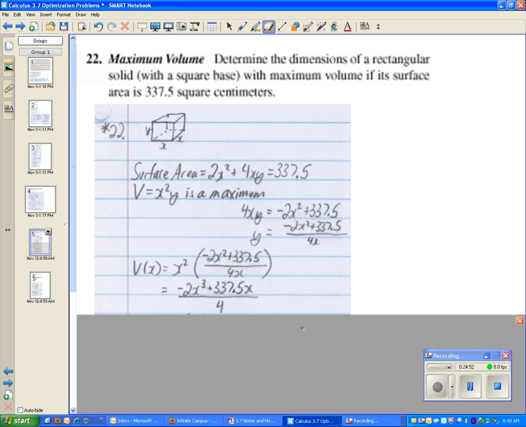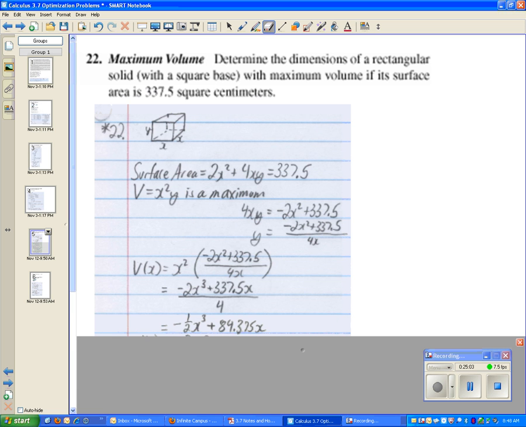Or over 4 means divided by 4, doesn't it? Yeah. Divide by 4. So what's negative 2x cubed divided by 4? Negative 1/2 x cubed. And everybody knows that 337.5 divided by 4 is 84.375 x. Oh, I thought you had to pass a test to get into this class that asked you what 337.5 divided by 4 is. Huh.